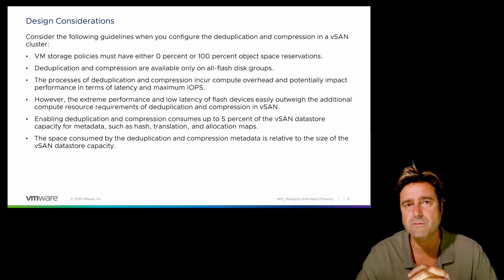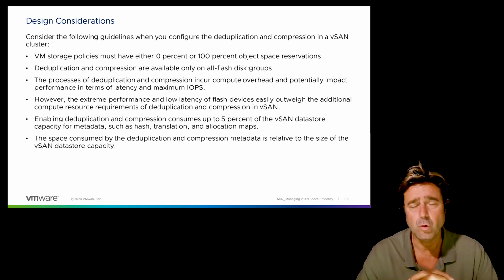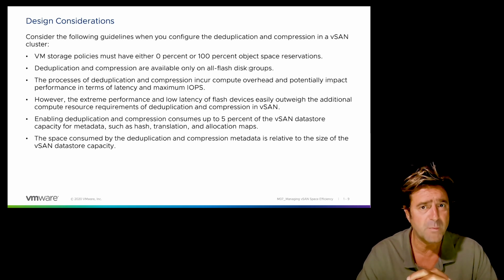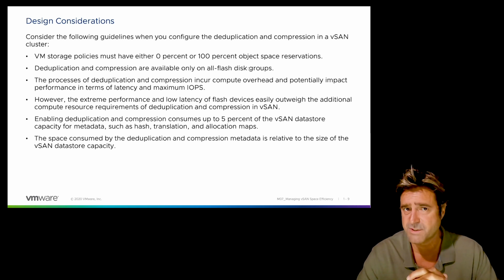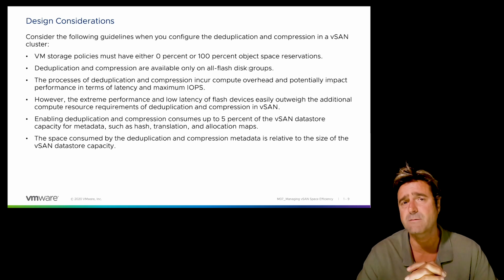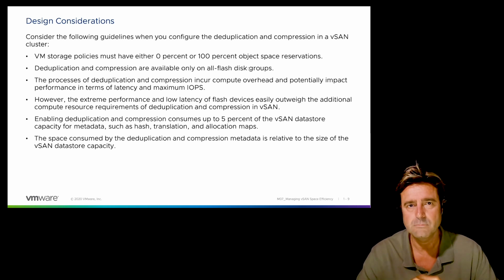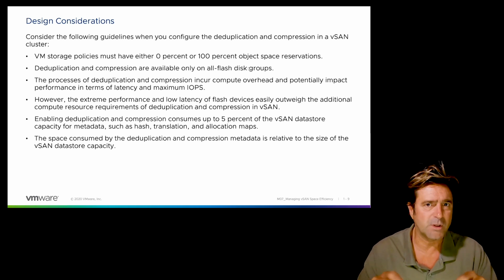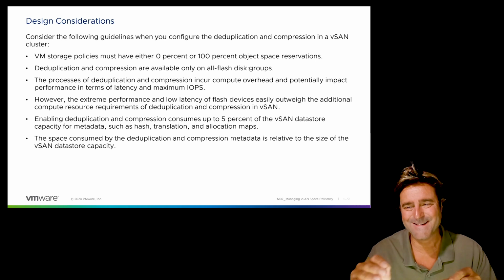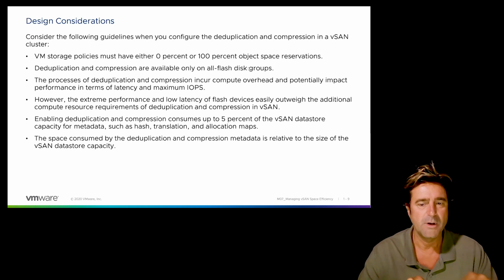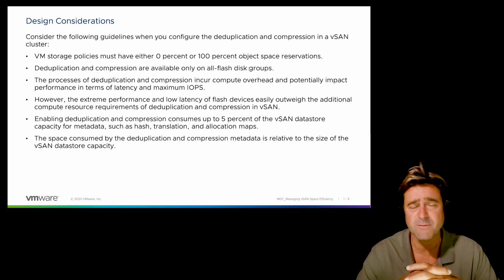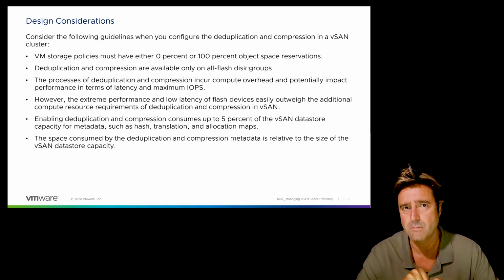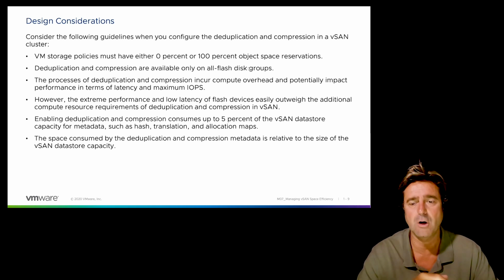Without the deduplication and compression, you have the choice to create a policy where you're reserving 25% of the space, 50% of the space, or 75% of the space. Besides that, of course, you could reserve 100%. With dedupe and compression, either the VM is thin provisioned, or you're reserving 100%. You cannot use the 25%, 50%, and 75% choices. Notice, number 2, it tells you something I've mentioned several times. This will not work if you have the hybrid architecture. This feature only works if you have the all-flash architecture.